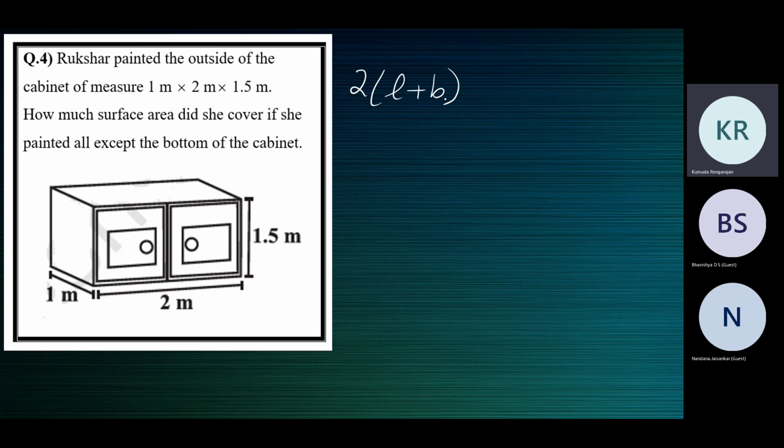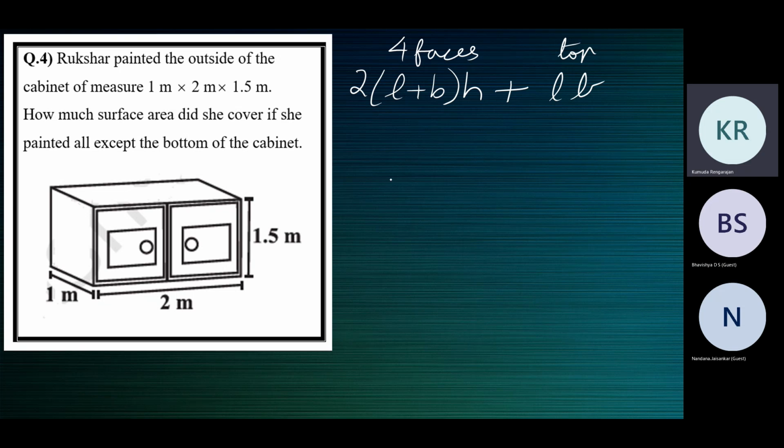So when you find 2(L plus B) into H, that means you have found the area of 4 faces. Now to this, you should add the area of one more face, that is the top face. What's the area of the top face? Ma'am, L into B. So this is the area of 4 faces, this is the area of the top face. So you find the area of 5 faces, not the bottom.